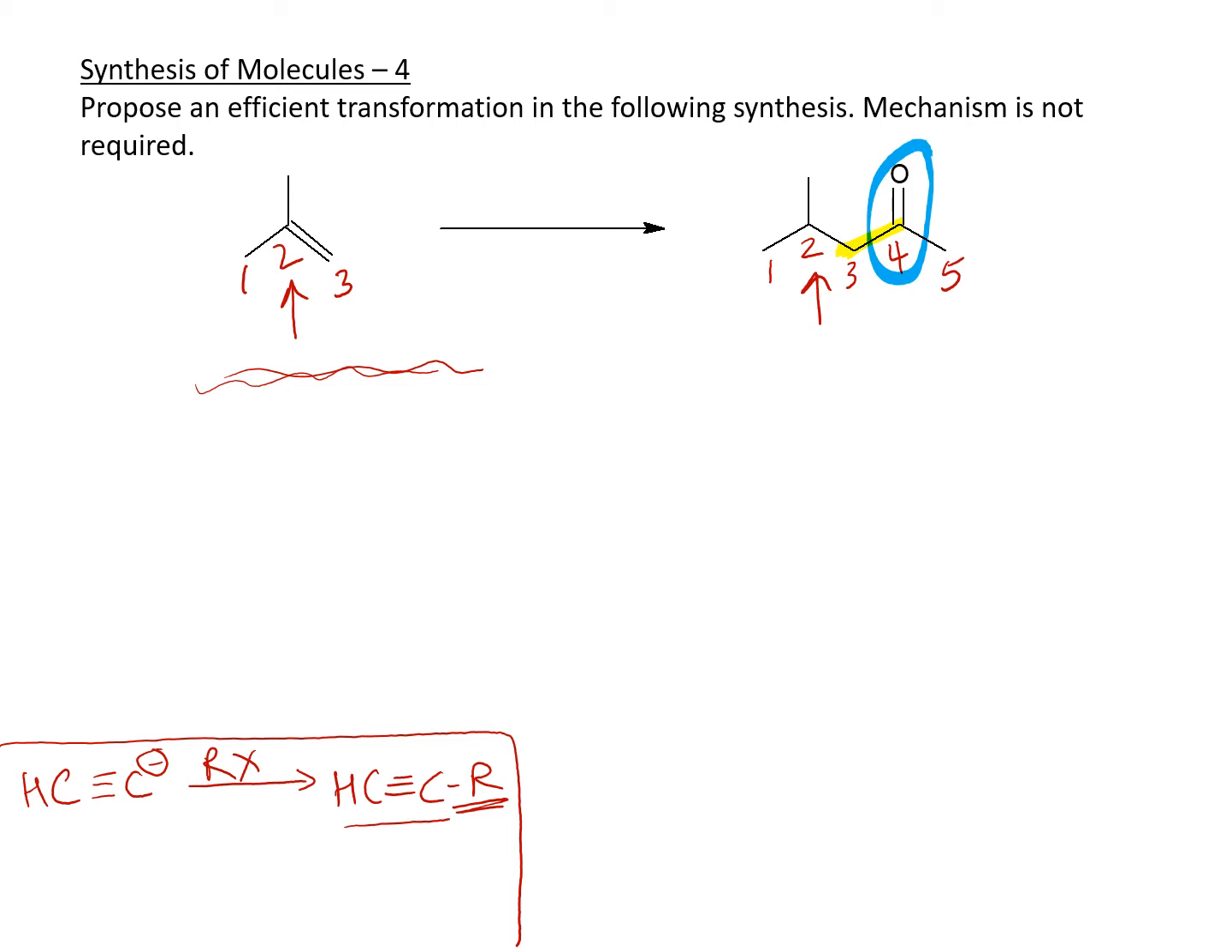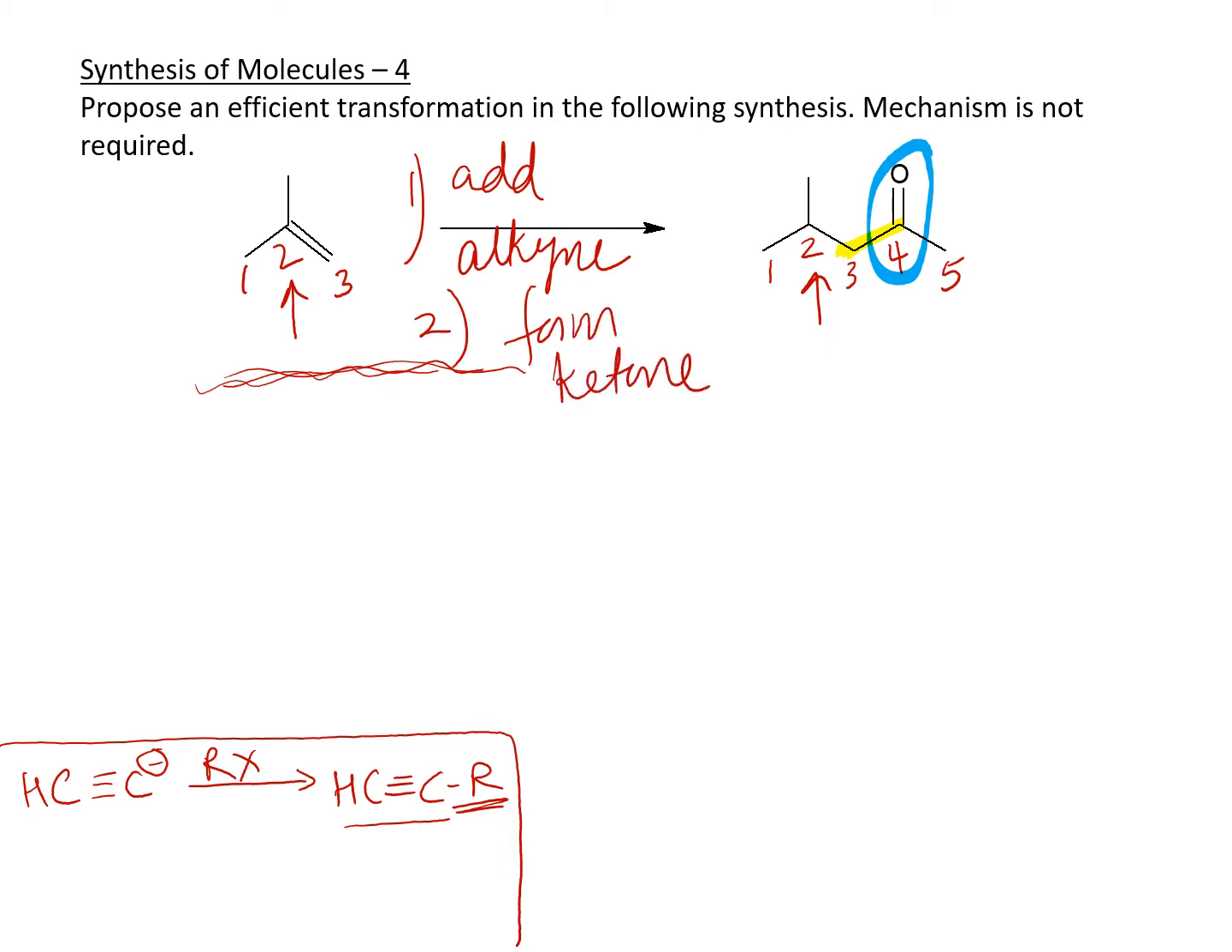Which means that for the fragment that I have here on the left side, the alkene, I'm going to have to add an alkyne to this. That's the first thing I have to do. The second thing that I'll have to do is form a ketone. So that is my strategy.